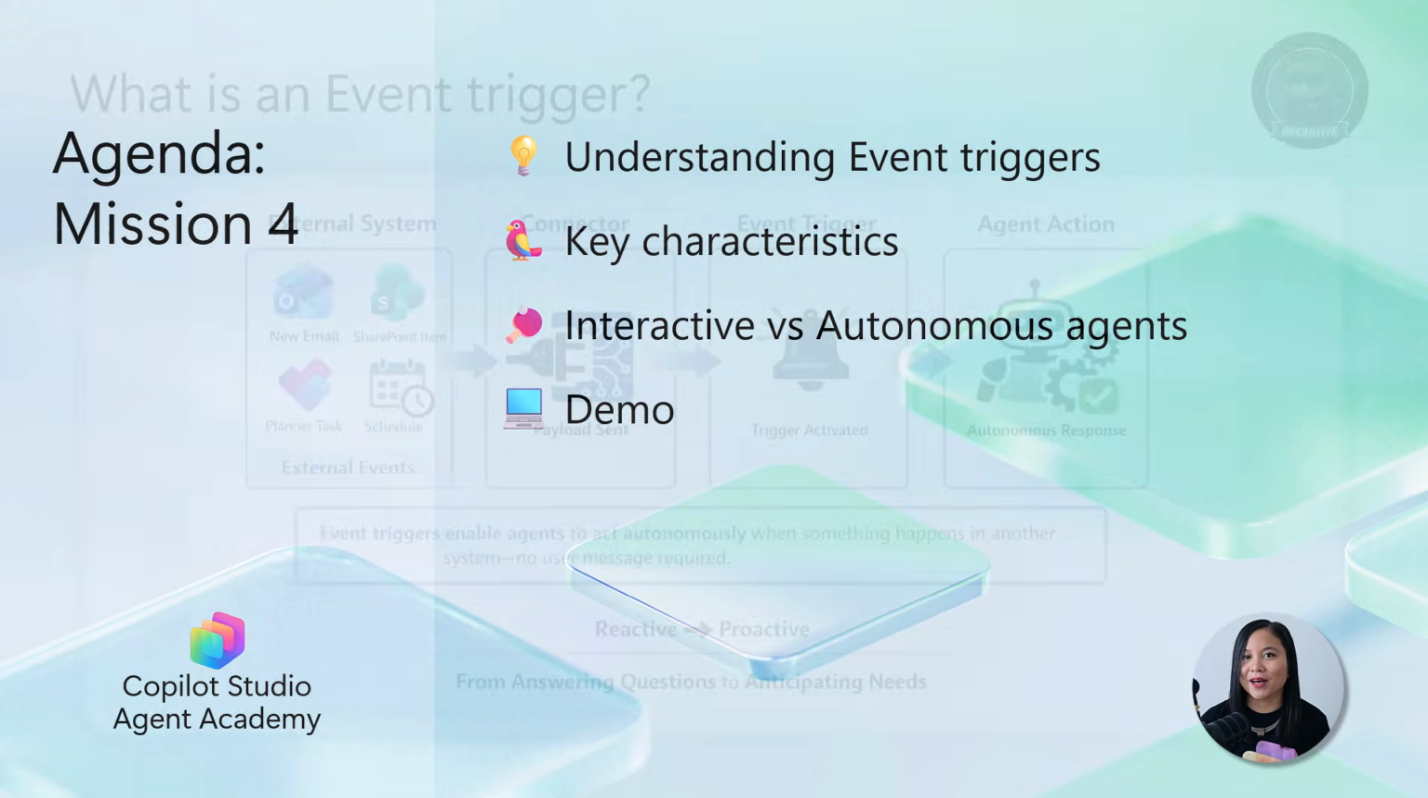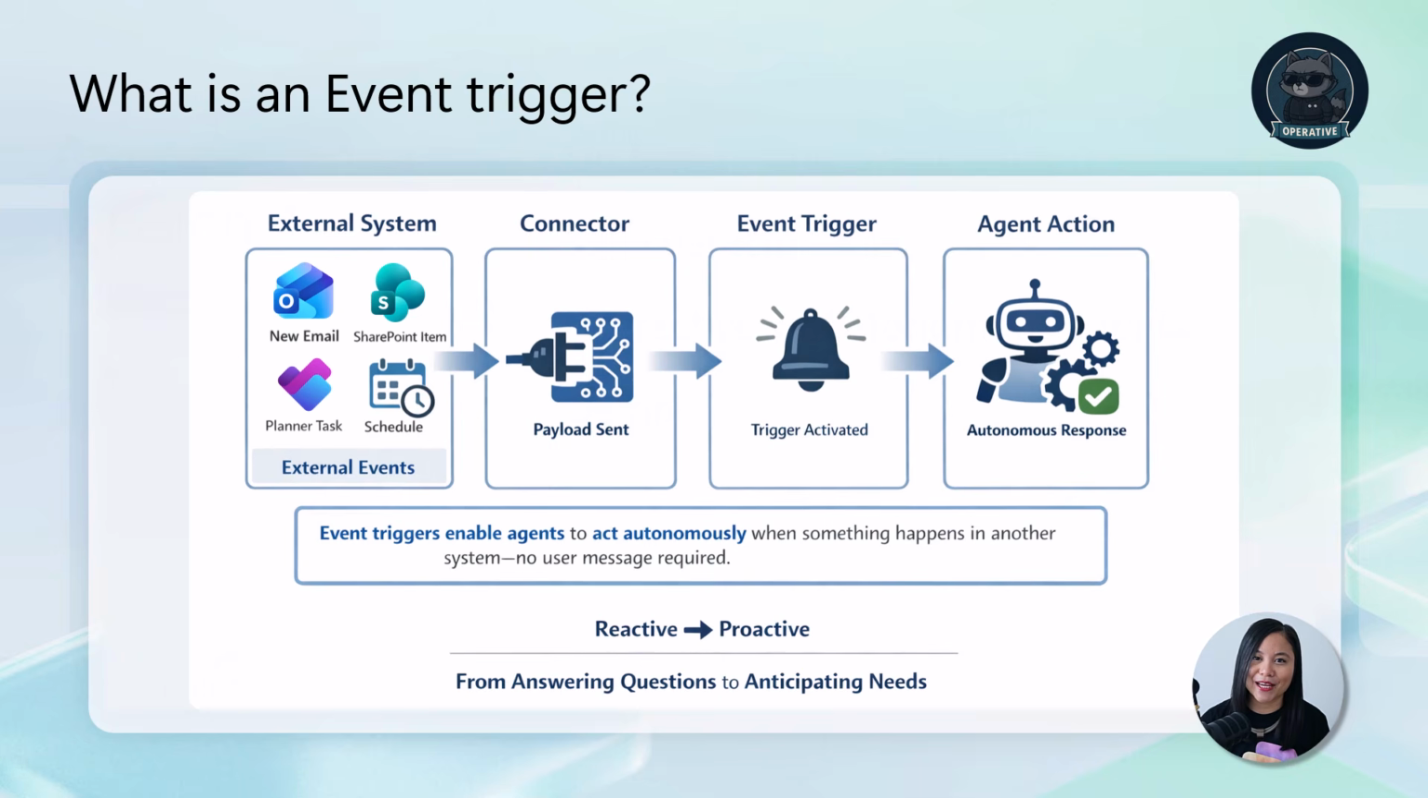Let's talk about event triggers and how they transform agents from reactive to proactive. An event trigger enables your agent to act autonomously when something happens in another system without user input. Think of it like a notification system that wakes up your agent.